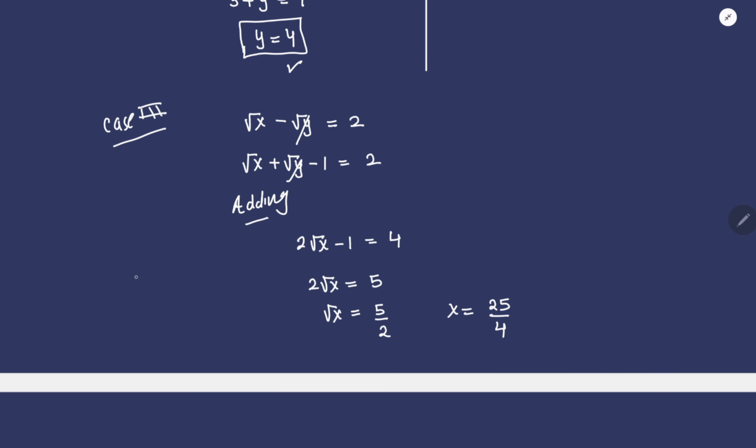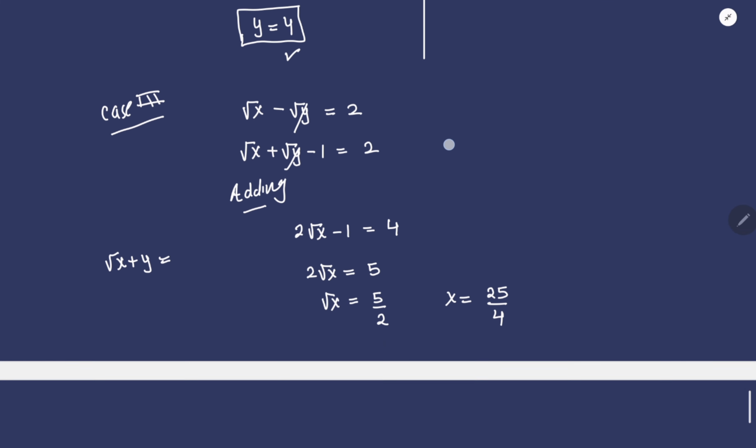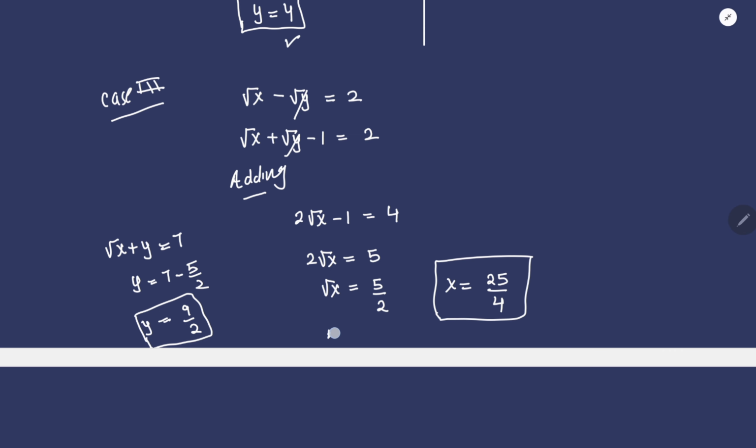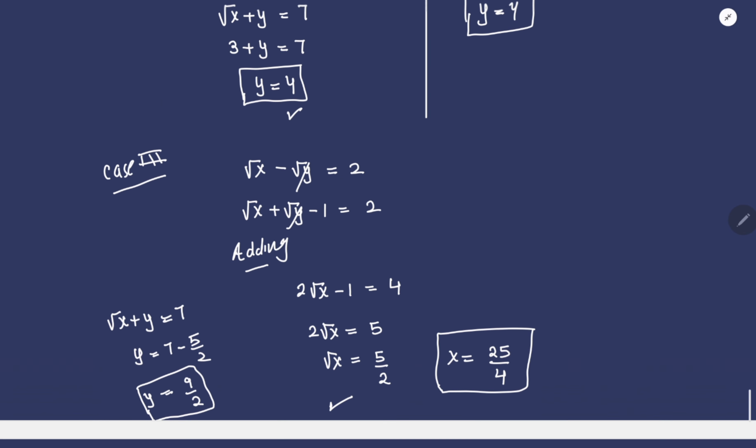And then y, what is y? Because we know our first equation, under root x plus y is 7. So y is equal to 7 minus under root x, that is 5 by 2, right? So 2 sevens are 14 minus 5, and that is 9 by 2. So y is 9 by 2, x is 25 by 4. This is the third case. So we got our answers.